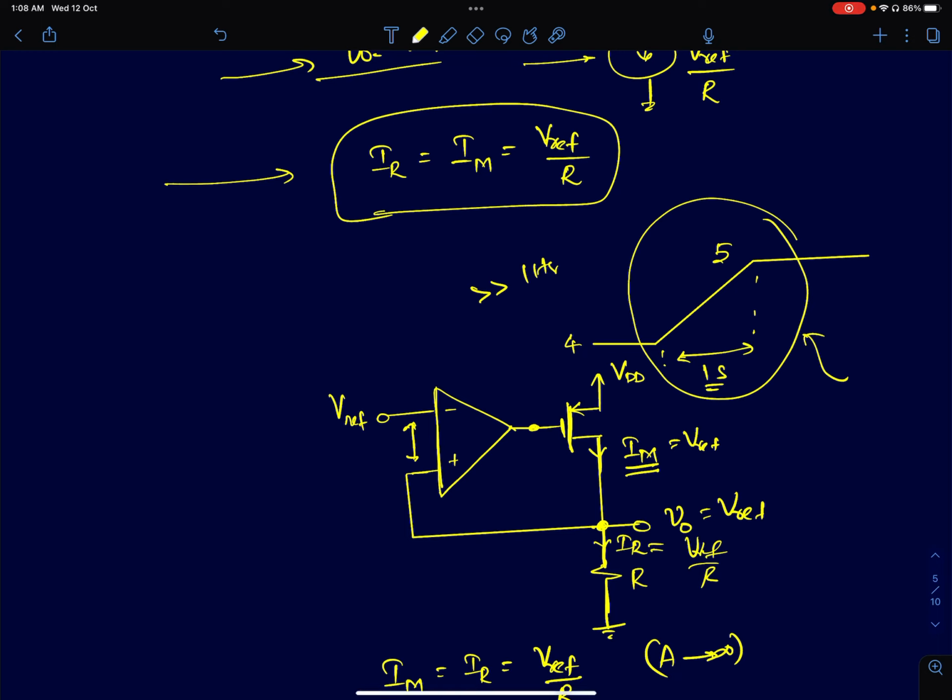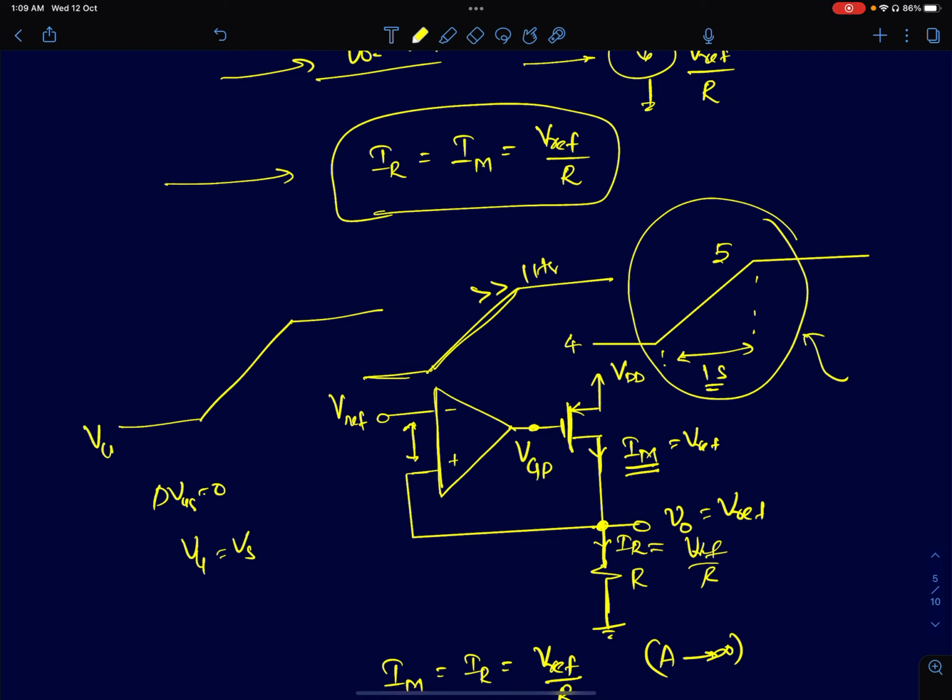Since the MOSFET's current is fixed, delta VGS is 0, which means VG tracks VS. So if your source voltage is changing, your gate voltage will also change exactly the same way. If you plot the gate voltage, you will see that it increases by the same amount. Let's assume the gate voltage is initially biased at some VGP. It will rise from VGP to VGP plus 1 volt.